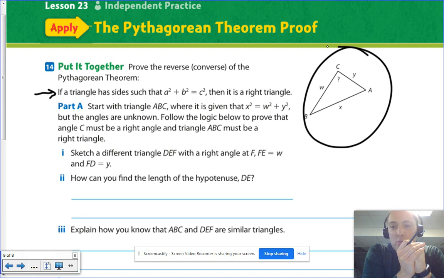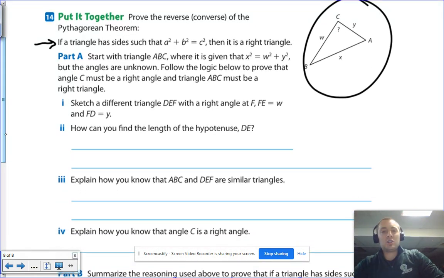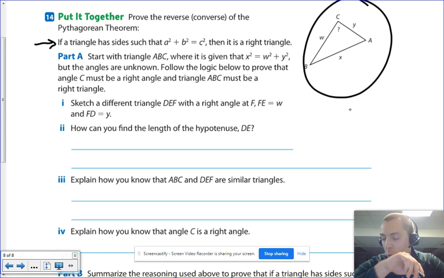where it is given that x squared is equal to w squared plus y squared, but the angles are not known. Follow the logic below to prove that angle C, which is that biggest angle, must be a right angle, and the triangle ABC must be a right triangle. Okay, so let's follow along. It says, sketch a different triangle, DEF, with a right angle at F, and where W is the same as FE, so they're the same up above.